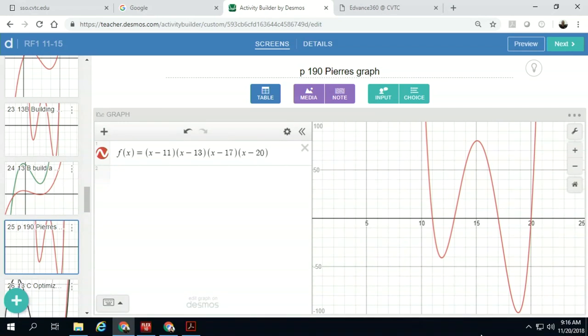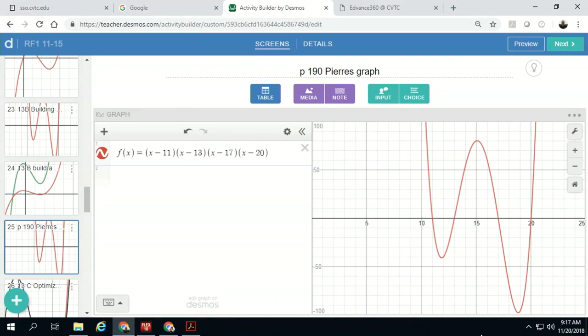So, does that graph match the graph that's in your book? Well, it's got the right number of turning points, correct? So we're pretty close. Let's go through the rest of it, and let's see if we can figure out how to get the rest of it. Part B. Pierre's function has 2 local maxima and 1 local minimum. Using a graphing calculator or app to examine the graph. Choose a viewing window so that you see everything from 11 to 20.